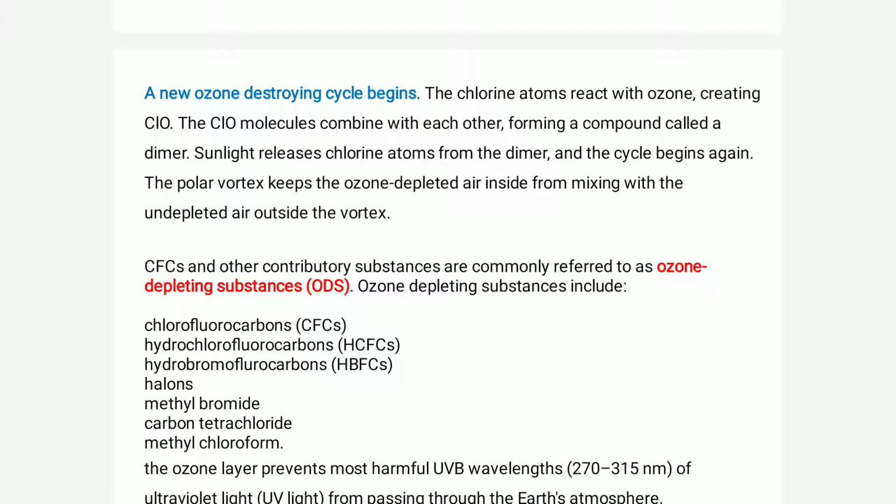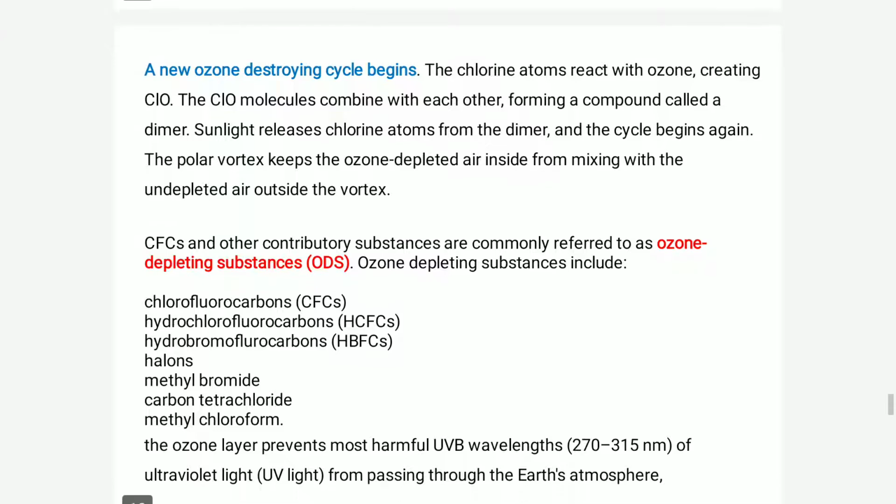The chlorine atoms react with ozone, creating ClO. The ClO molecules combine with each other, forming a compound called a dimer. Sunlight releases chlorine atoms from the dimer, and the cycle begins again. The polar vortex keeps the ozone depleted air inside from mixing with the undepleted air outside the vortex. So we can see the depletion of the ozone layer, or so-called ozone hole, over the Antarctica region of the earth.